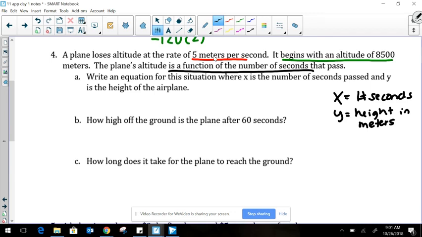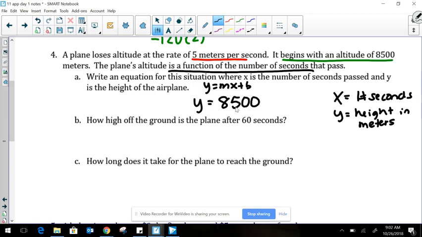Okay, so my equation, I'm going to have y equals mx plus b format. So I have y equals, all right, my beginning altitude is 8,500. So that's what I'm going to start with here. This equation is going to be similar to the problem we looked at for number 3. So I'm actually going to write my b value first, and then my slope.